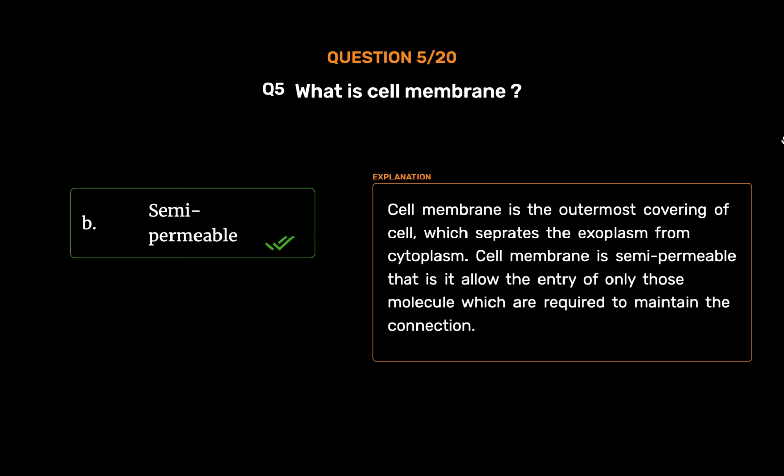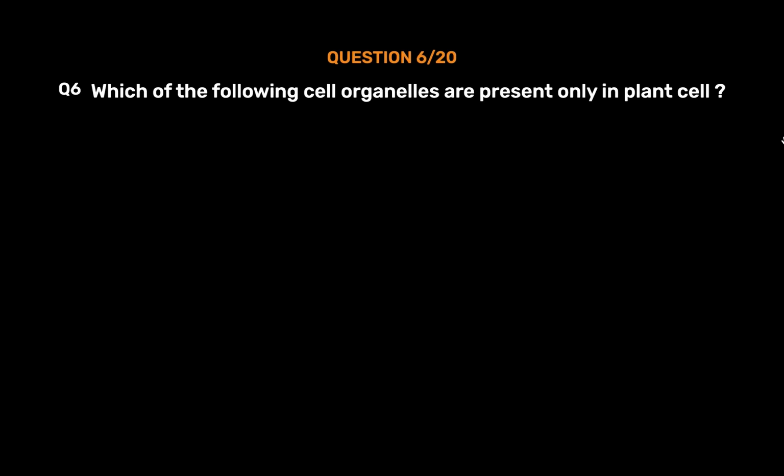Semi-permeable. Cell membrane is the outermost covering of cell, which separates the exoplasm from cytoplasm. Cell membrane is semi-permeable, that is, it allows the entry of only those molecules which are required to maintain the connection.